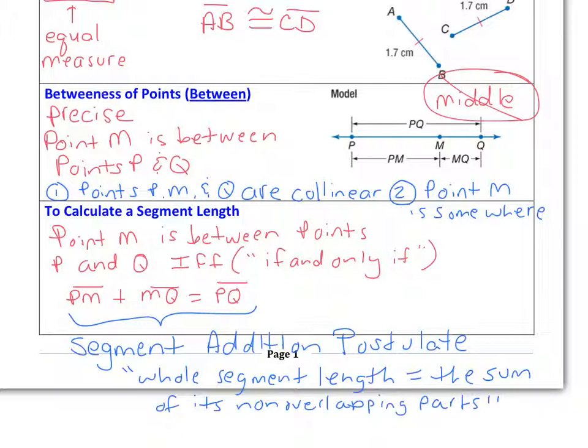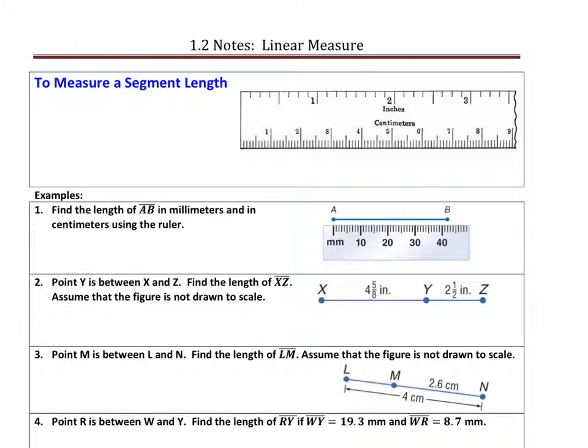And we'll use that same sort of concept with other shapes as well, besides just segments. Okay, now to measure a segment length, we would use some sort of ruler or tape measure. And measuring anything comes with inherent error. So we could make a mistake measuring something, so there's always going to be slight error.